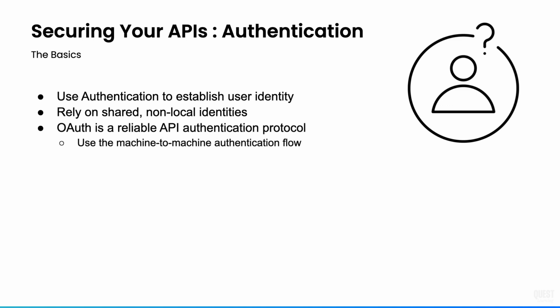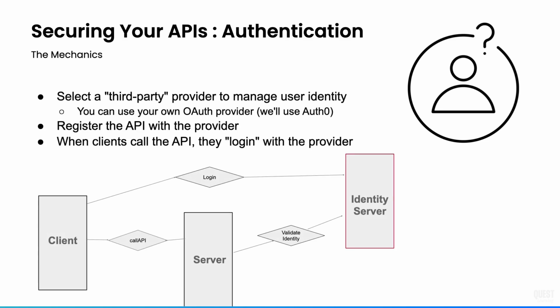Now, OAuth is a reliable API authentication protocol because OAuth doesn't require the service to know the username and password, just to recognize valid tokens from an OAuth provider. And in this case, since we're doing APIs, we're going to use a thing called a machine-to-machine authentication flow so that we can do that without some human actually typing in a username and password along the way.